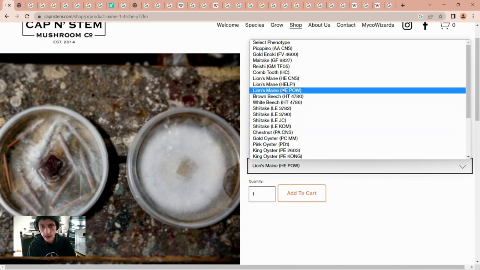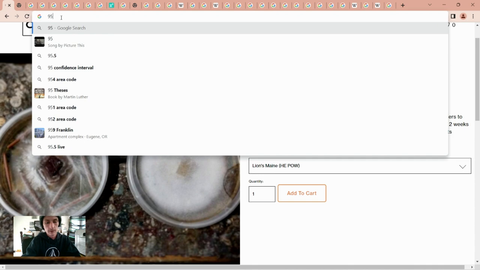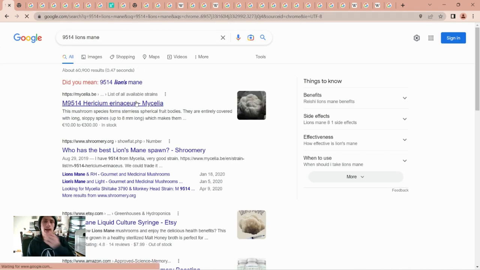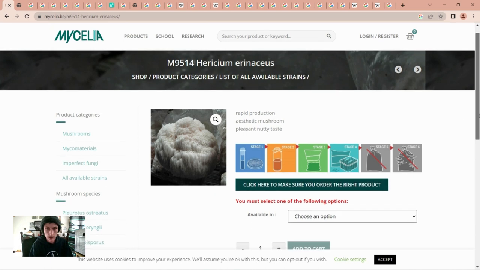I was going to say the POW strain that I worked with was good. It was dense, it was small, it was fast. On the other hand, I worked with a 9514 Lion's Mane strain. This one was a lot bigger, fluffier, maybe took another day longer, maybe yielded a little bit more. And here they say strain, so compared to phenotype.